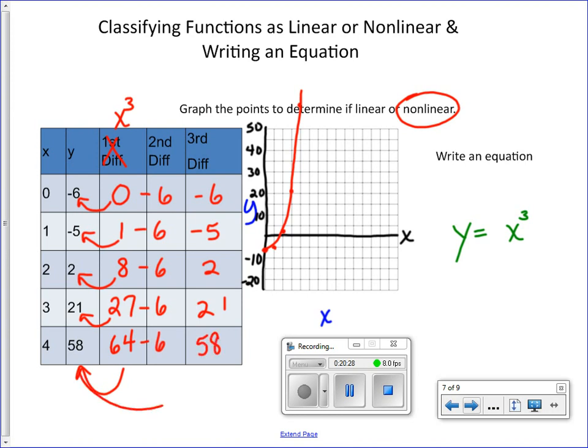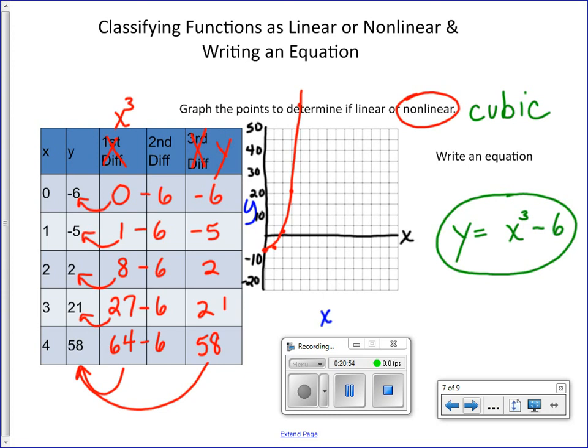So now you can see that our y column is the same. So all we have to do to change our equation is to subtract 6. And now we have an equation to represent this function. Now, one of the interesting things about this, and we'll call it what it is, a cubic function, is if I had negative x values, you're going to find that this curve would go on down this way. And this is what a cubic function looks like.